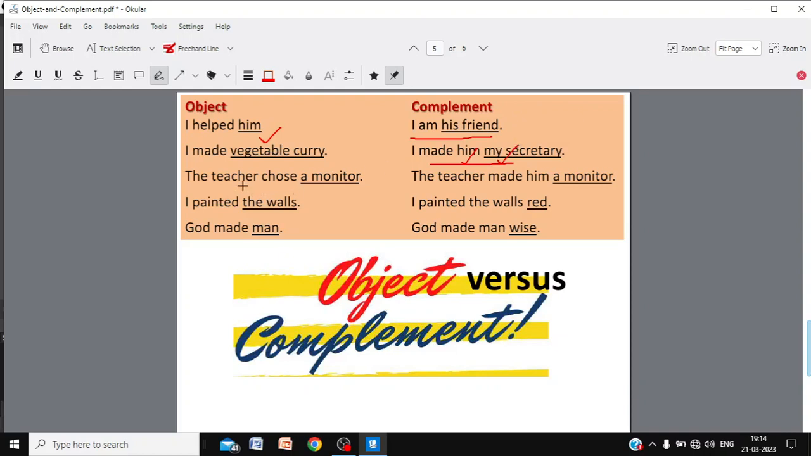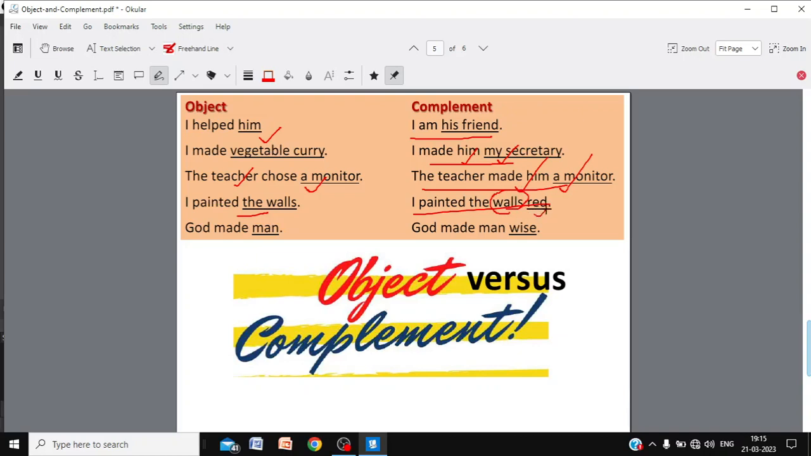The teacher chose a monitor. Teacher is a different person, a monitor is a different person. The teacher made him a monitor. Him, referring to the student, and monitor are the same person. I painted the walls. I, a person, and walls, the object. I painted the walls red. So red elaborates, it describes the walls.